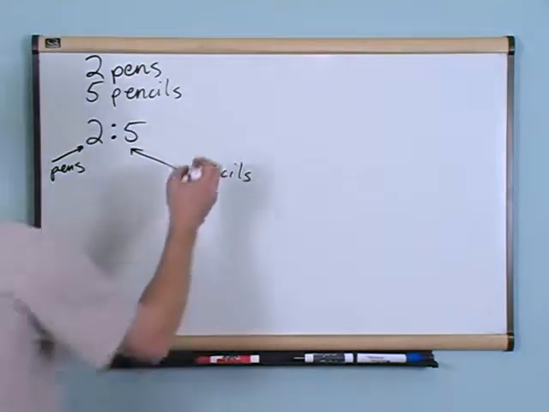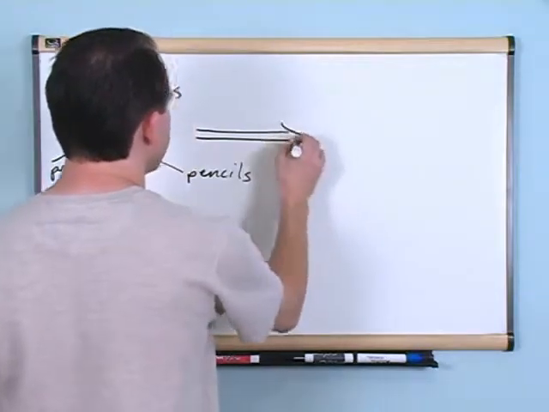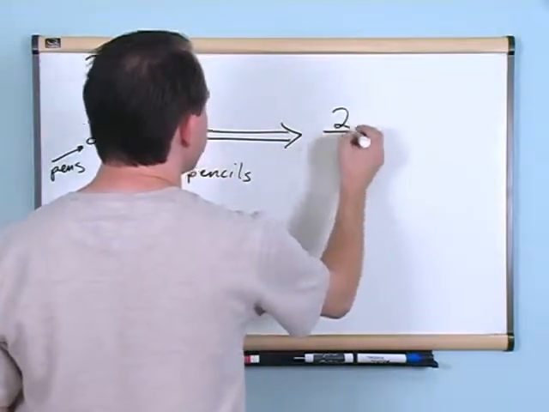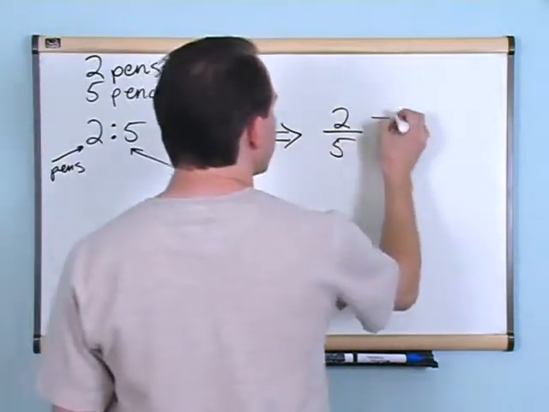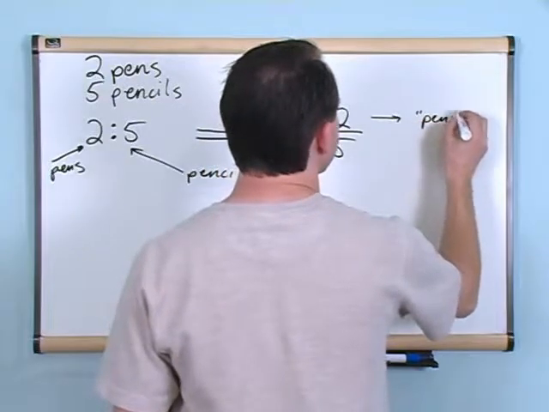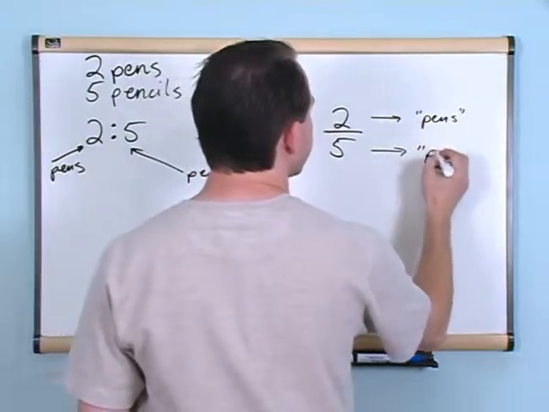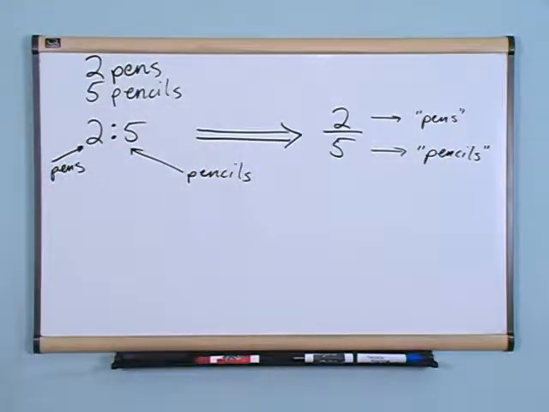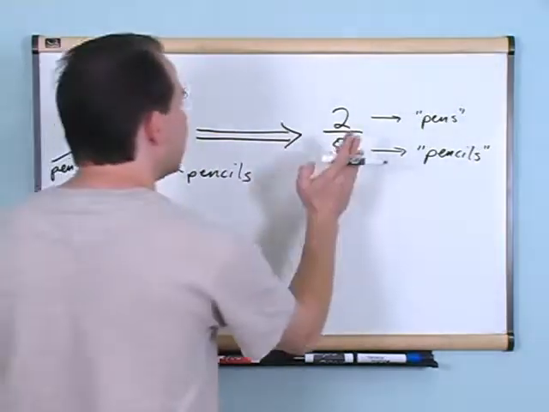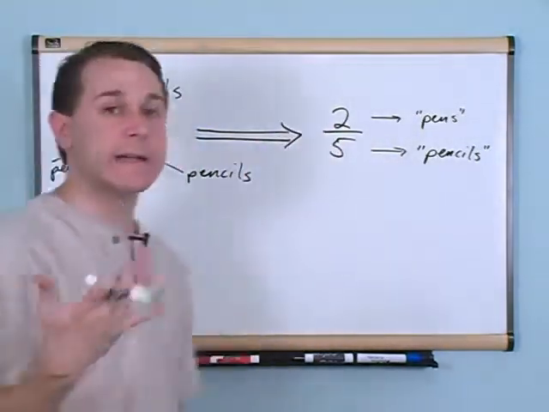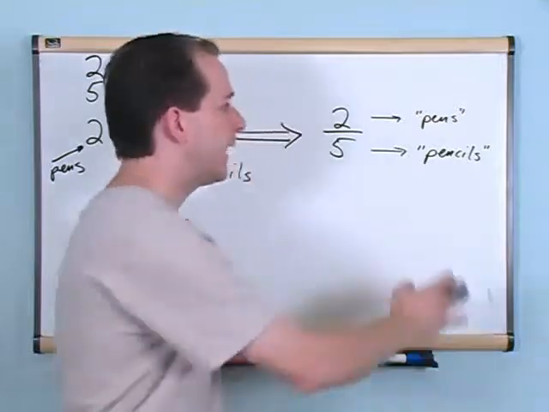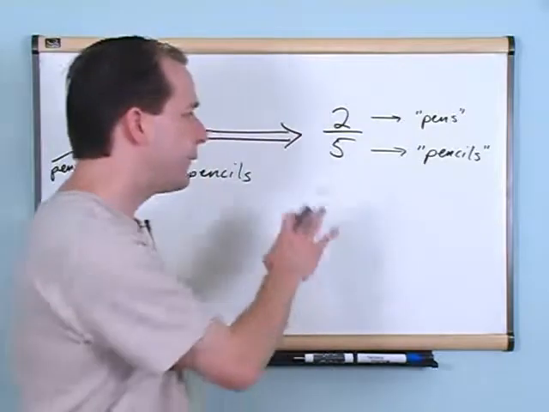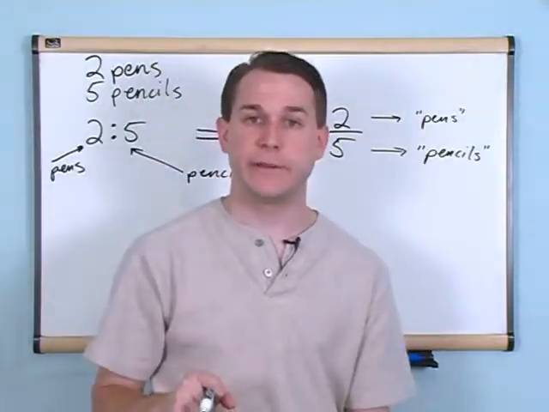Now you can also write it as a fraction, and that's really the much more common way to do it. Because you have 2 numbers here, you could have a 2 on the top and a 5 on the bottom. And this number is the pens, and this number corresponds to the pencils. What it means is that for every 5 pencils that I find in a drawer, let's say, I think that I should find 2 pens, okay? That's what a ratio means. For every 5 pencils, I should find 2 pens.